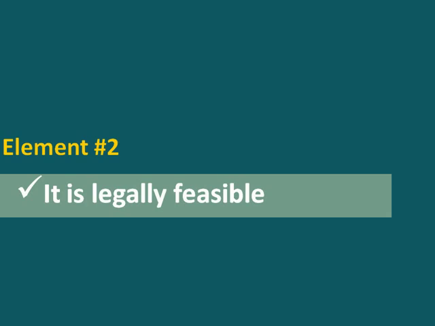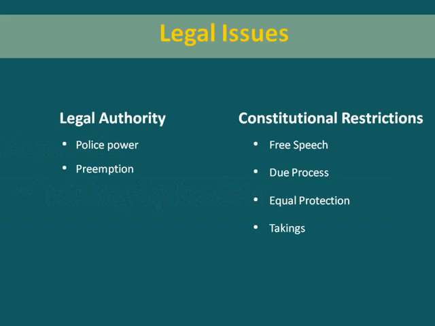Now let's talk about element number 2, legal feasibility. Your policy must be legally feasible in order to be successful. And when we talk about legal feasibility, we're really talking about 2 distinct areas. There are a few more, but these are the 2 that I really want to focus on. And one is, does your jurisdiction, whether you are at the local level, a city or a county, or the state, have the legal authority to adopt the kind of policy that you want to adopt? And then even if you do, we have to go to the second layer, which is the constitutional restrictions.